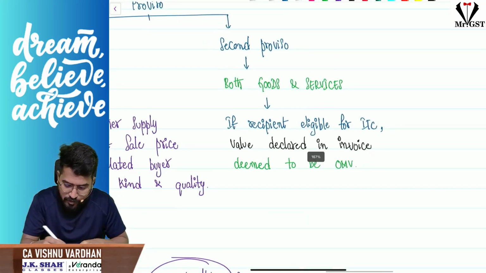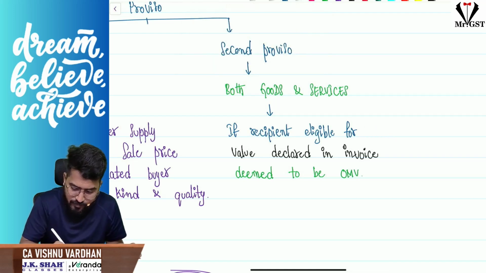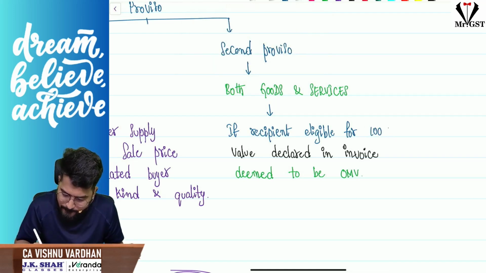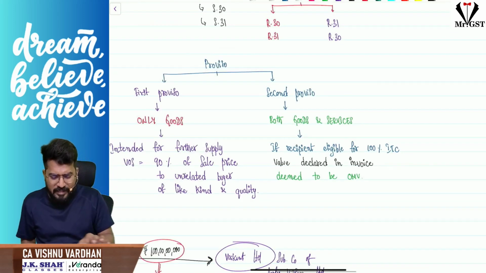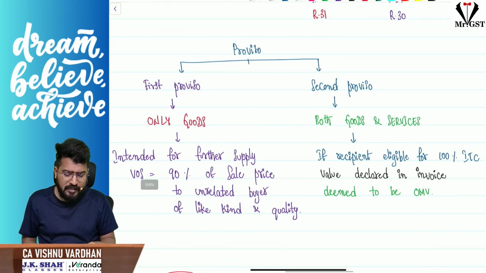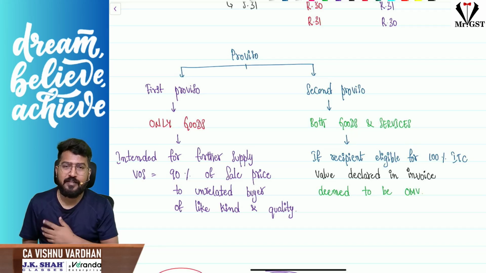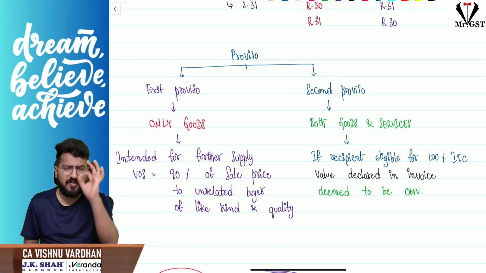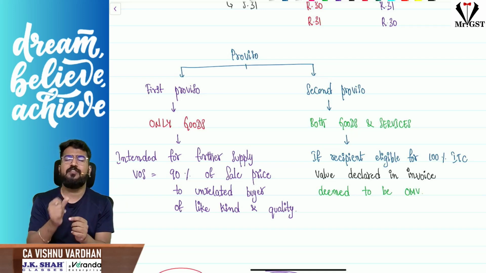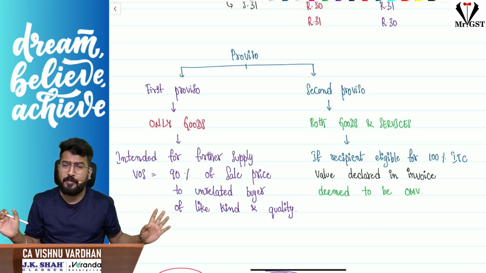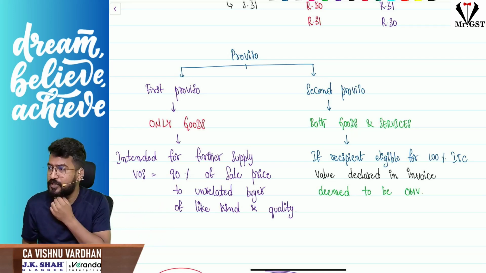If the recipient is eligible for 100% ITC, then whatever value is declared in the invoice is deemed to be open market value, and hence you can take that itself as the value of supply. So I repeat, if at all the recipient is eligible for 100% ITC, whatever value of supply is declared in the invoice will be treated as open market value, and you can happily take it as the value of supply. That is the interesting proviso here. Hope it is clear for you.